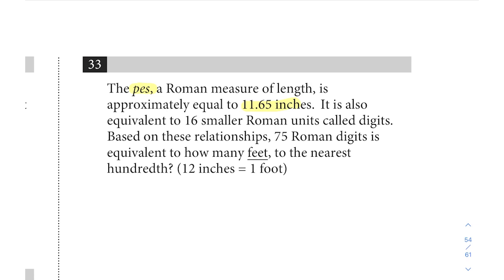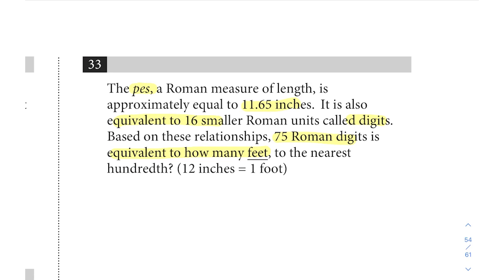So here they give us a unit of length and a conversion factor. And then they say it is also equivalent to 16 smaller Roman units called digits. So also equal to 16 digits. Based on these relationships, 75 Roman digits is equivalent to how many feet to the nearest hundredth?